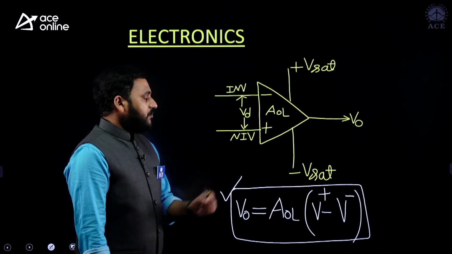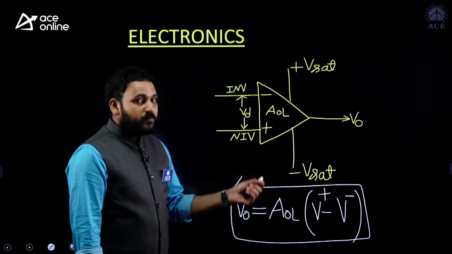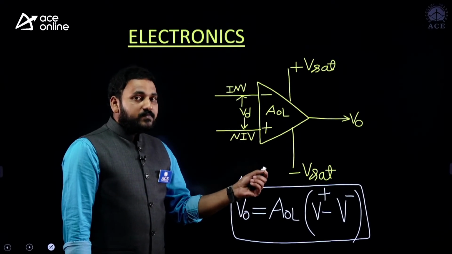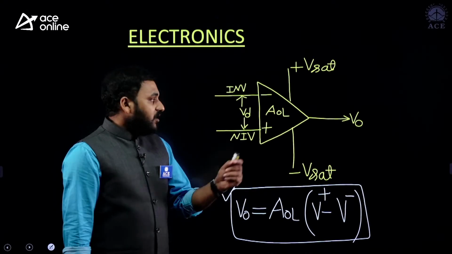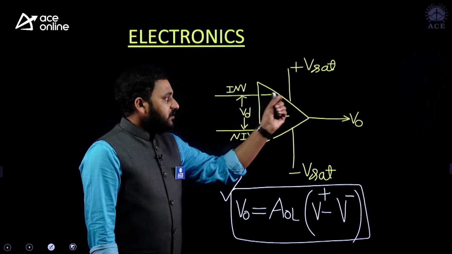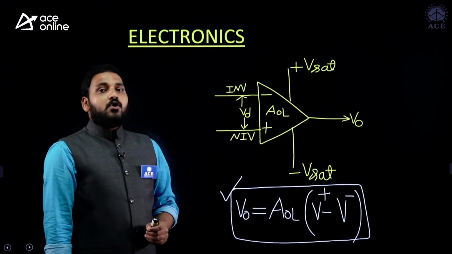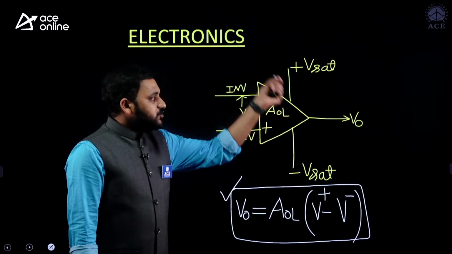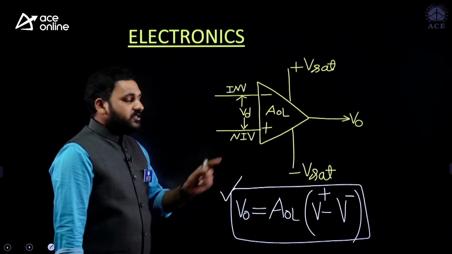Sir, can we use op-amp in open loop? Yes, of course. We can use op-amp in open loop also, but in open loop configuration, op-amp acts as a comparator. Because of its high gain and high sensitivity, output will not be linear while changing the inputs. So output will flip towards plus V saturation or minus V saturation based on the difference of input.